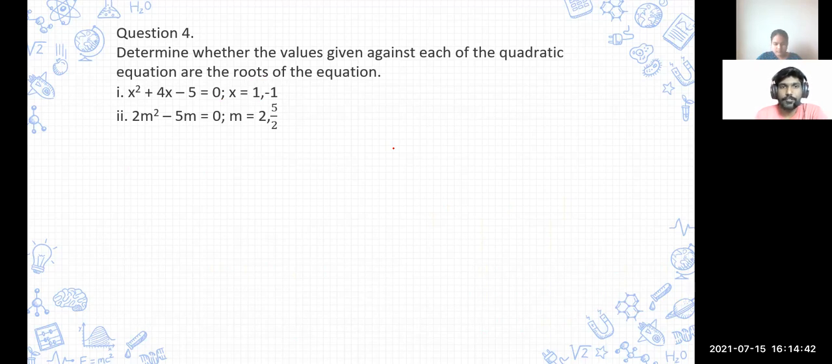Okay, so in this one, can you do the second one? See, we have 2 in the second one. So first you substitute m is equal to 2 and show it to me, and I'll check. I'll do 2 on my own, then 5 upon 2 you tell.